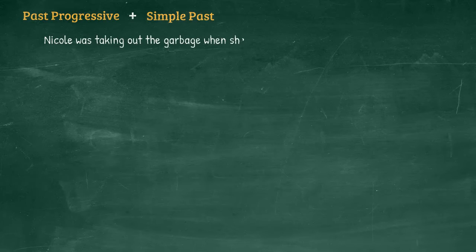Now, while we can use the past progressive just by itself, as in the action being the main verb of the sentence, we often use it in combination with the simple past to show a relationship between two actions. For instance, we can say, Nicole was taking out the garbage when she tripped over a rock. In this sentence, we have two different verb tenses to show an action that happened while another action was taking place. Also, these types of sentences are usually complex in nature because that is the only way to explain one action that happened while another one was happening.